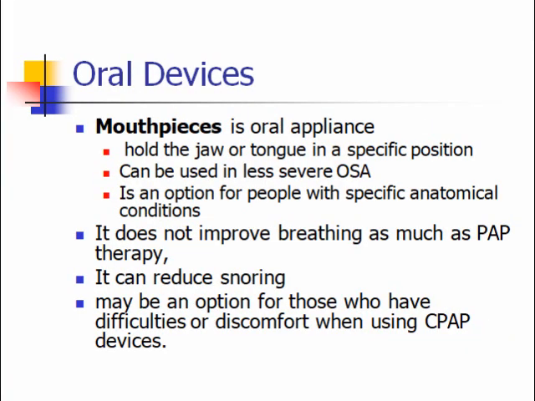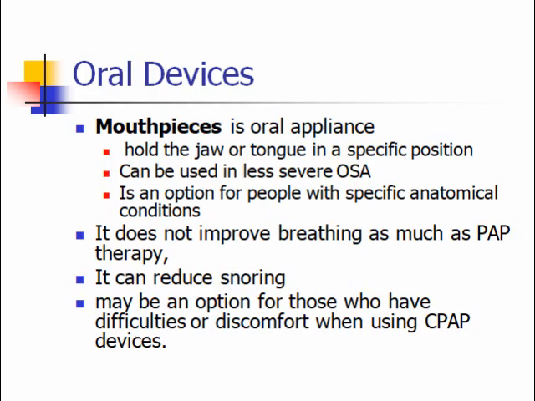Okay, before I talk about the CPAP machine and the masks and those types of things, I want to jump ahead and talk about some of the other things that are used to treat obstructive sleep apnea. These are not always as good as CPAP itself. The first one is a mouthpiece. It's an oral device. You put it in your mouth. It holds the jaw and the tongue in a specific position so that it doesn't close off the airway.